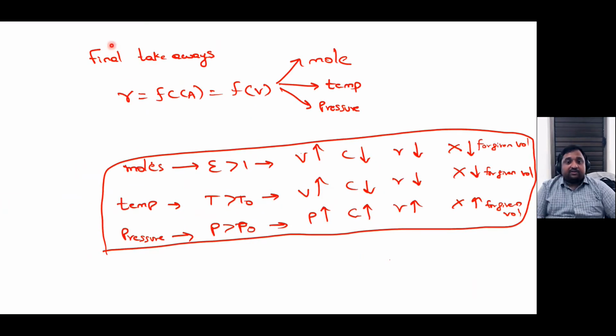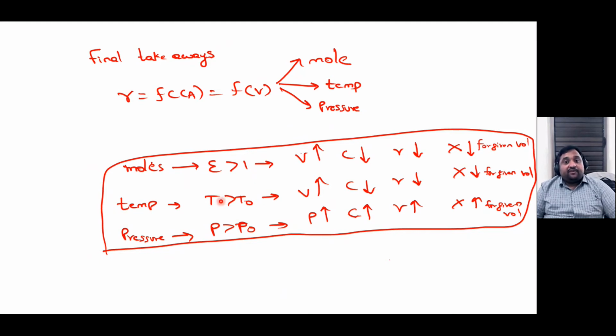What are the final takeaways? Rate depends on concentration. Concentration in turn depends on volume. Volume depends on moles, temperature, and pressure. When we talk about the moles, we talk about epsilon. If it is greater than 1, then volume will rise, concentration gets down, the rate gets down, and the conversion for a given volume of the reactor at a given time will reduce.